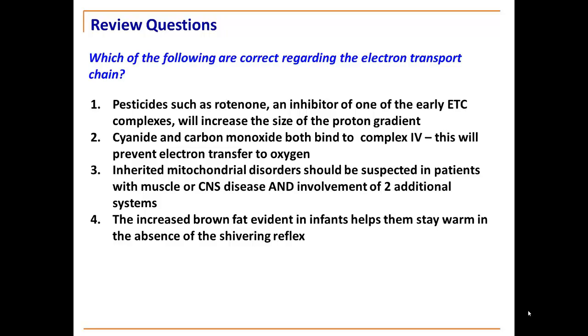Next one. Cyanide and carbon monoxide both bind to complex 4. This will prevent electron transfer to oxygen.